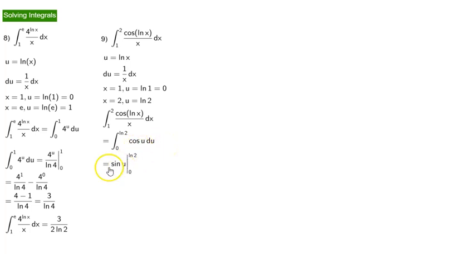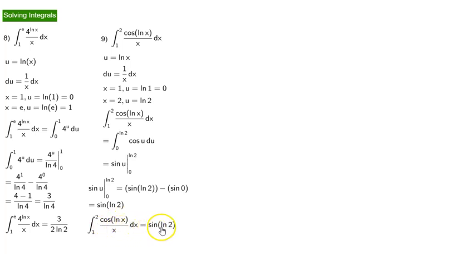And the integral of cos u is sin u from 0 to natural log of 2. Taking care of the limits, we get sine of natural log of 2 minus sine of 0. Sine of 0 is 0. So we are left with sine of natural log of 2. So the integral from 1 to 2 of cos of natural log of x divided by x dx is equal to sine of natural log of 2. But remember, plus c is not required. Why? Because here it would have got cancelled out. So when we are talking of definite integrals, we don't have to add the c.